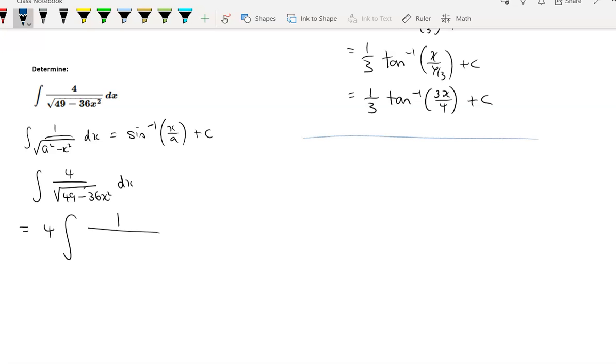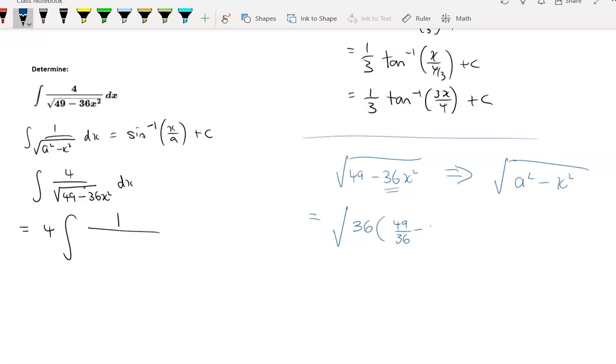So square root of 49 minus 36x squared. Okay, we want that to look like the square root of a squared minus x squared. That's what we want it to look like. So you'll notice again we've got the 36 in the way. So we're going to take out a common factor of 36. So the common factor of 36 out the front, leaving me with 49 over 36 minus x squared. Okay, well, that's all square rooted.